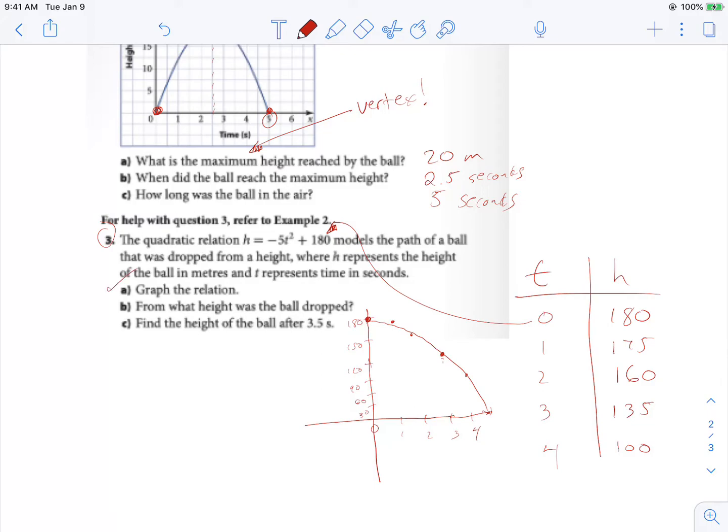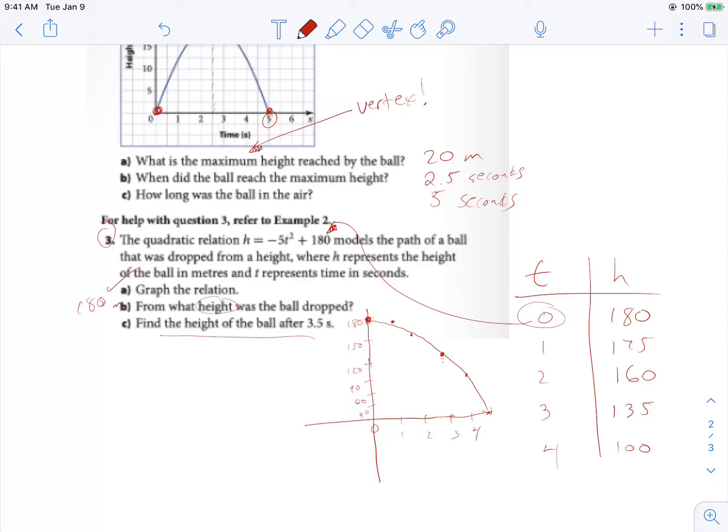So from what height was the ball dropped? We can look at our graph and we can see that it's at 180, or if we didn't want to do that, we can just say, how high was that ball before we started, aka when the time was 0. When 0 seconds have passed, that means you started your experiment. How high was that ball at that point? So it was 180 meters.